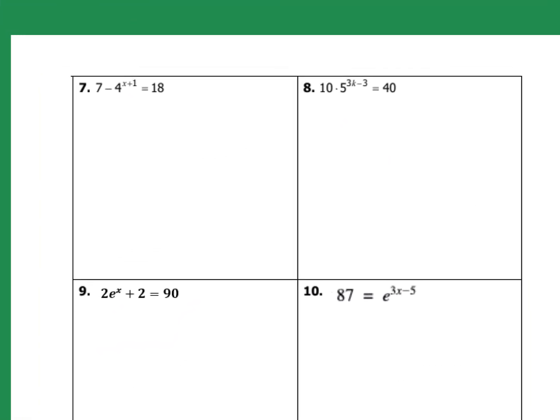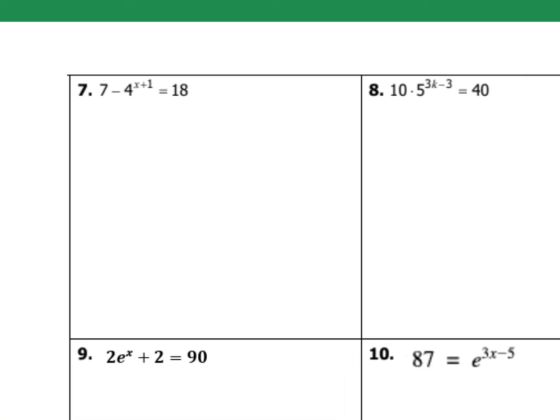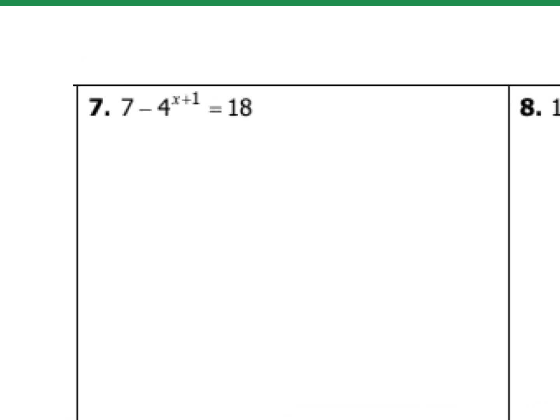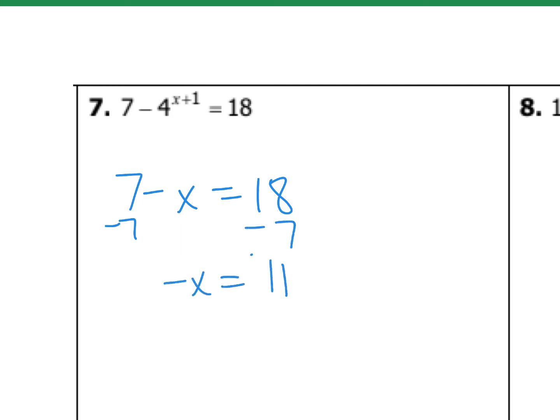Okay. I want to look at number 7. We'll do this one quickly together. What this kind of reminds me of is like 7 minus x equals 18. So if I were to solve that, what would be the first thing I'd do? You don't have to write this down. Minus the 7, good. So you'd have negative x equals 11. Then what would you have to do? Divide by the negative, right?